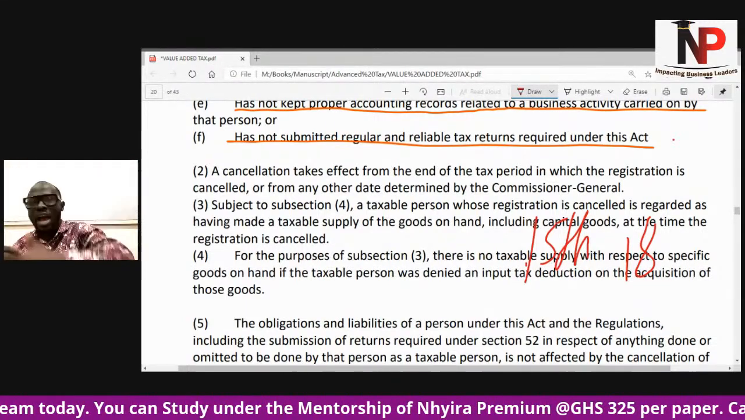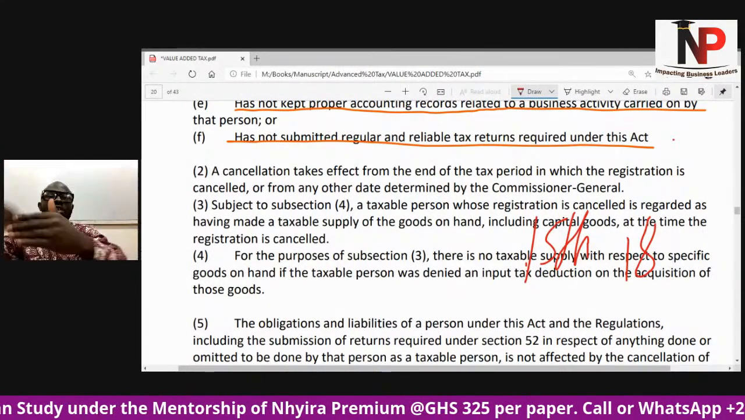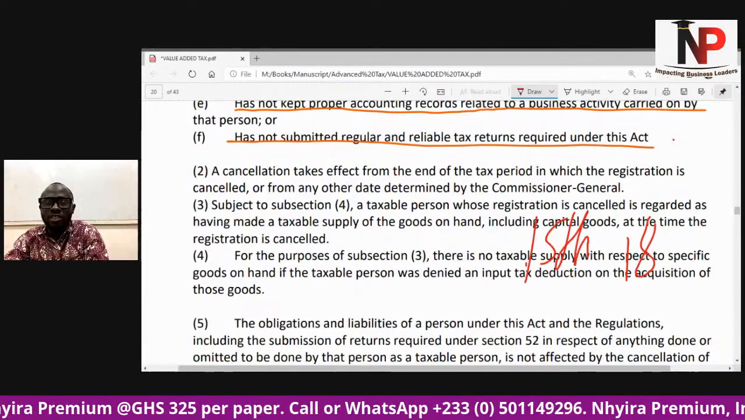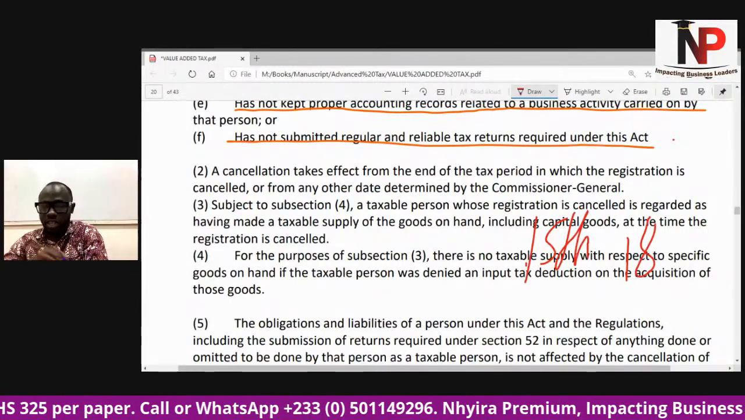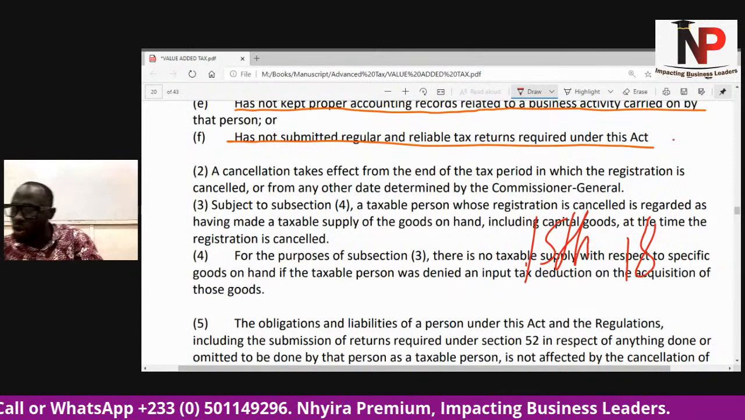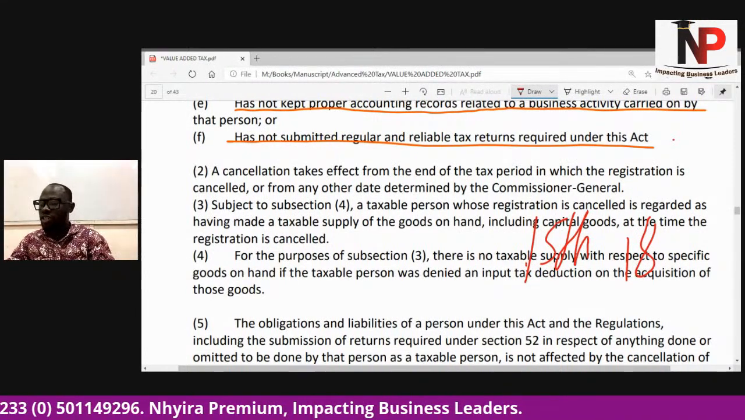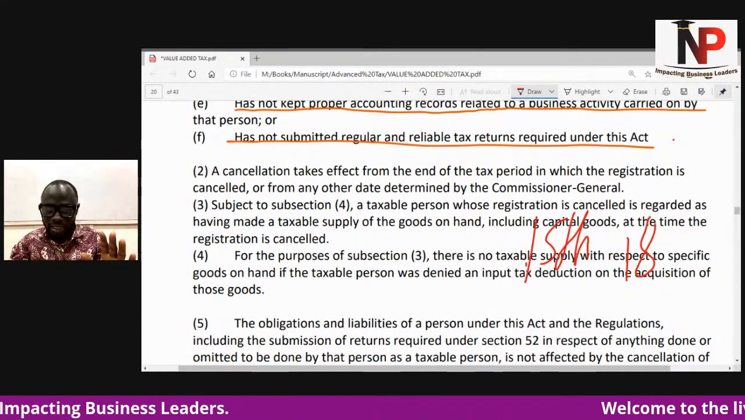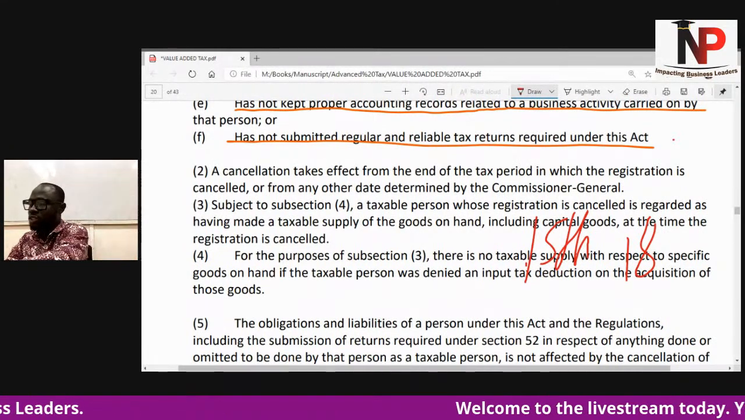It means that by the next time you are supposed to file your tax returns, it will be cancelled in that case. So that is one thing you need to understand about how we deal with the issue in relation to when the cancellation actually takes effect. I hope you are getting the idea in relation to that.